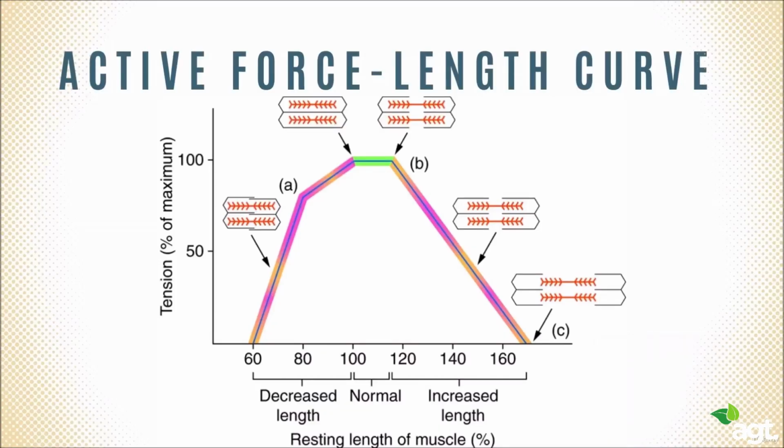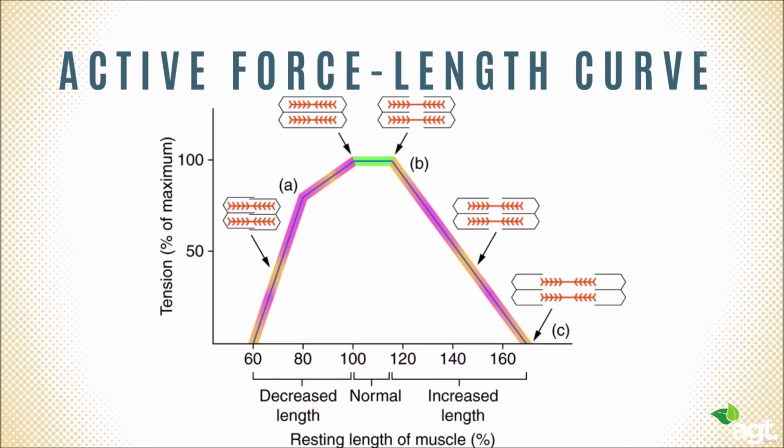This graph here shows the active force-length curve, and as you can see, the maximal force that gets produced by the sarcomere changes depending on the current muscle length. So when the overlap between the cross bridges, the myosin heads and the actin binding sites, is maximal, that's when maximal force can be produced.